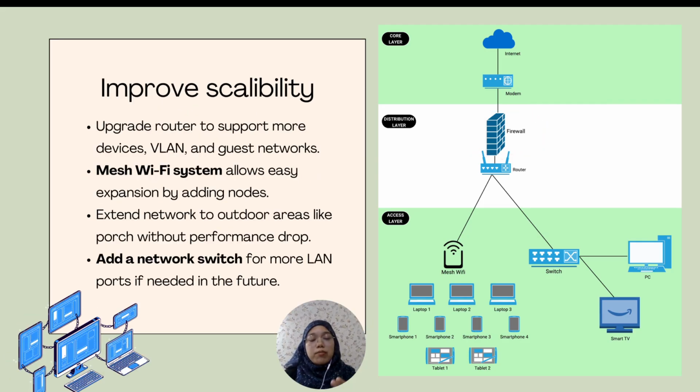As more smart devices may be added in the future, such as smart lights and CCTV, the network will need to handle more connections. So to improve the scalability of this home network setup, the router needs to be upgraded to a model that supports more devices and advanced settings like VLAN, guest networks, and device segmentation. A mesh Wi-Fi system can also be helpful here because it can grow by adding more nodes later. This setup will allow the network to be expanded to outdoor areas like the porch without losing performance. A network switch can also be added if more LAN ports are needed for wired connections.